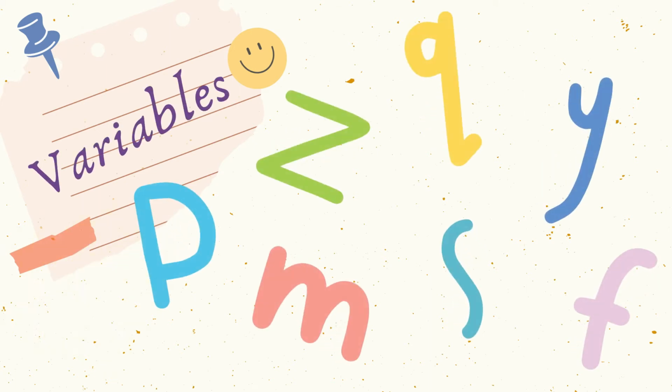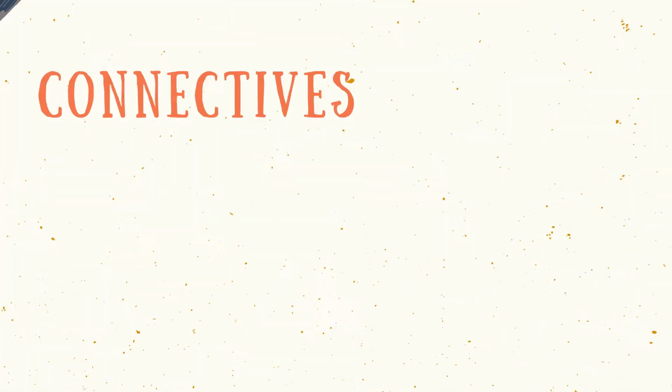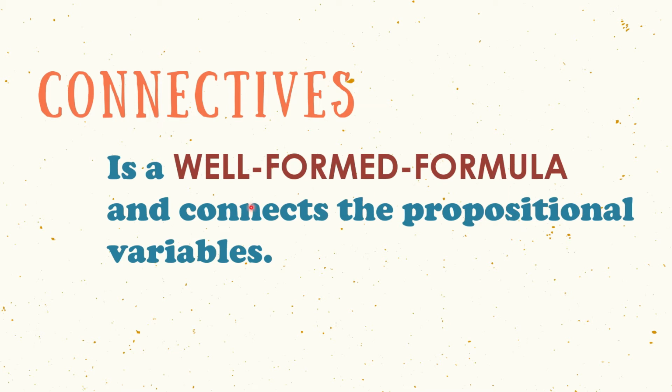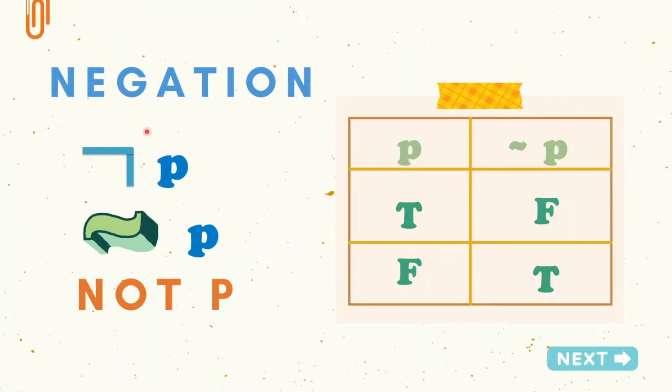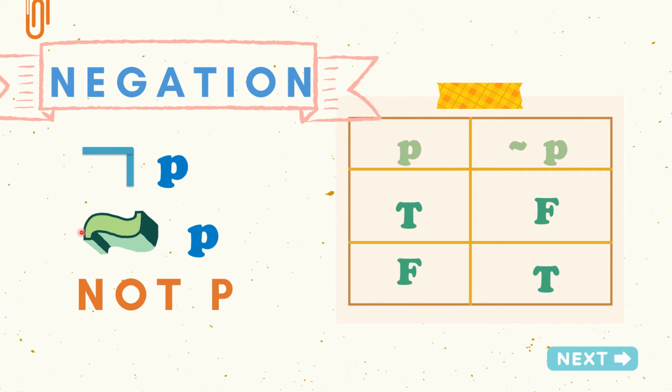An example of that. And next one, we have here connectives, which is a well-formed formula and connects the propositional variables. We have 5 connectives. The first one is the negation of P. This is the sign that we can use, which means not P.